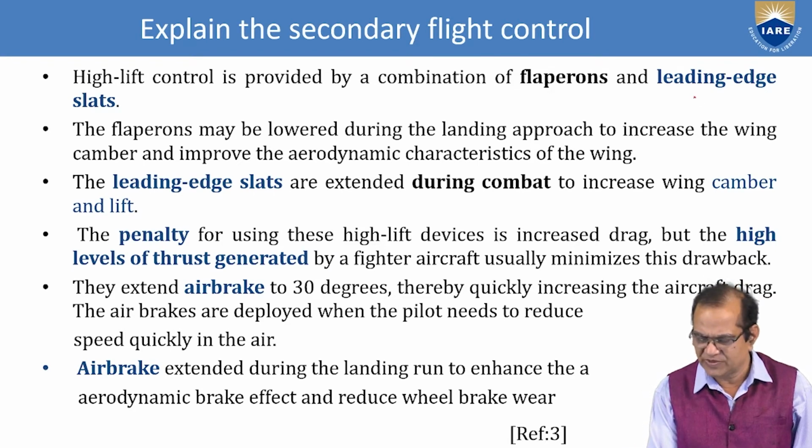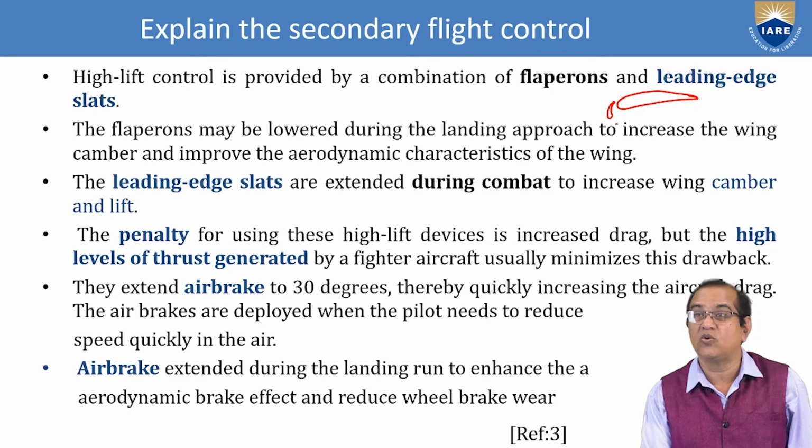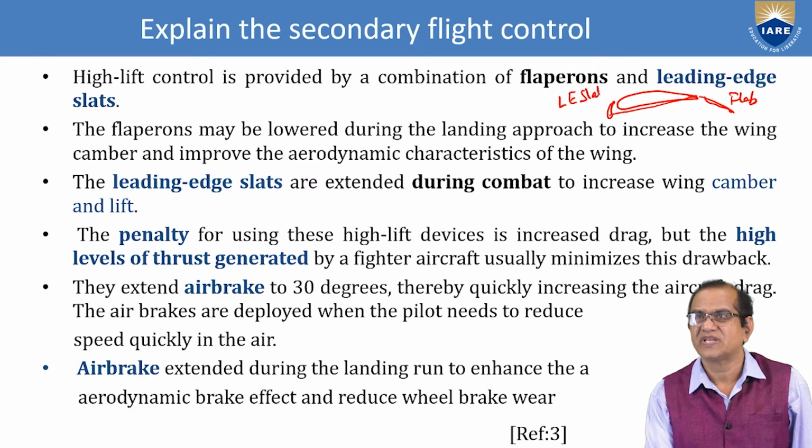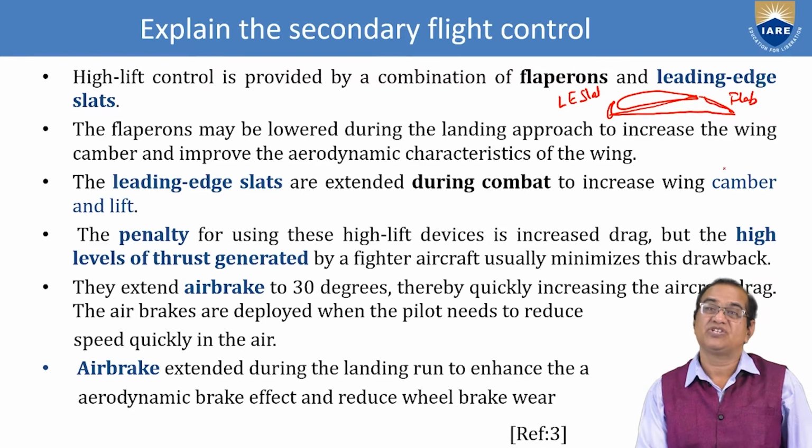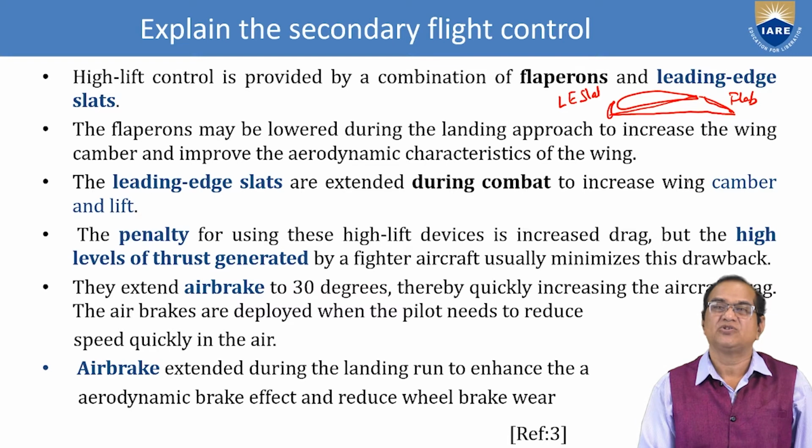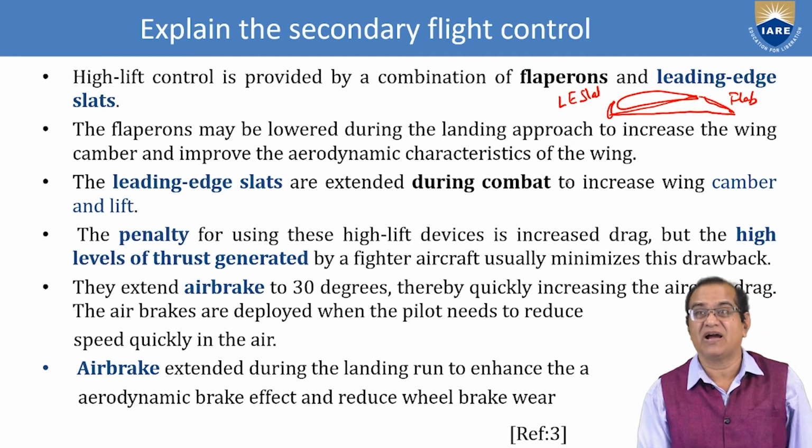So if you see here, this is the wing. During landing, this is called the slat. This slat is lowered, so from here to here the wing camber is increased. And this is the flaps. This is the flap here, and this is the leading edge slat. Now if you see this much, your camber is increased. So these leading edge slats are extended during combat to increase wing camber and the lift.